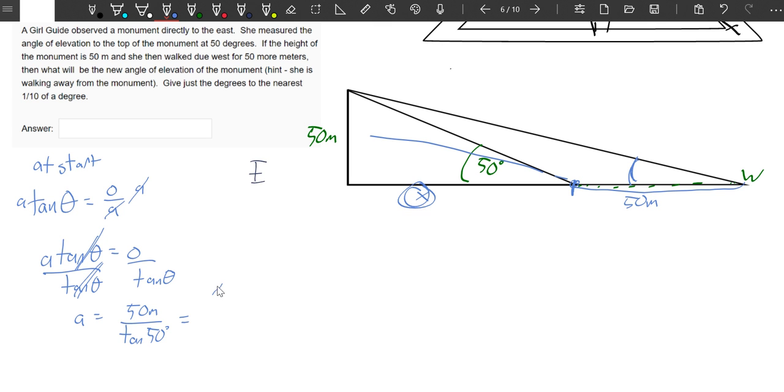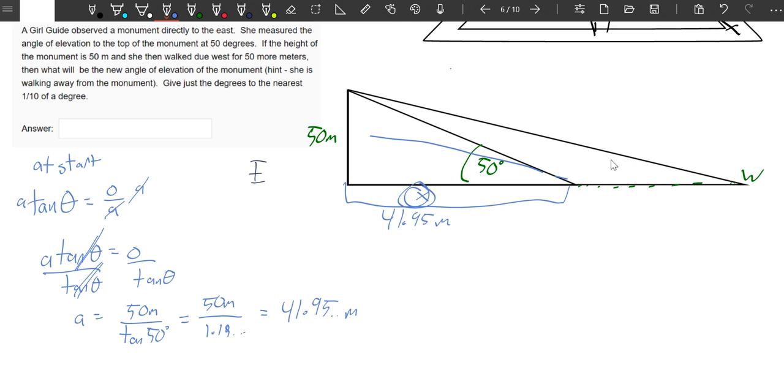50 meters over 1.19, etc. Keep all those decimals. I get 41.95, etc. meters. That's how far we were here. From here to here was 41.95 meters. Now I'm going to change colors because I think it's confusing if I'm using the same color here. So from here to here was 50 meters, and we're looking for this angle.